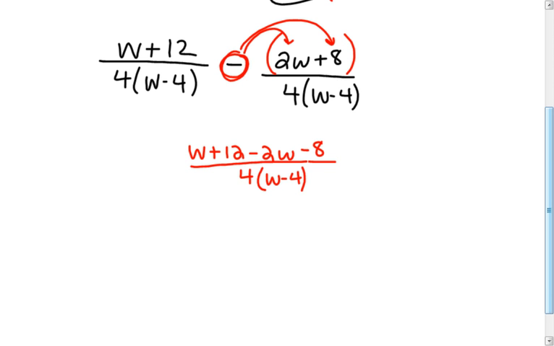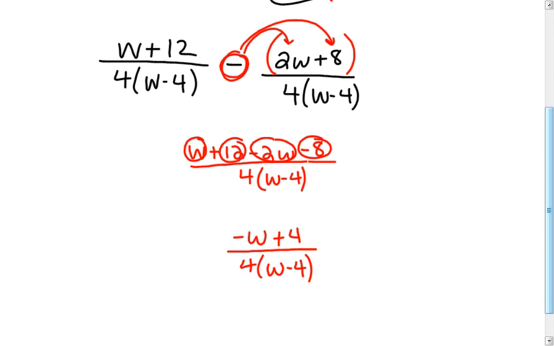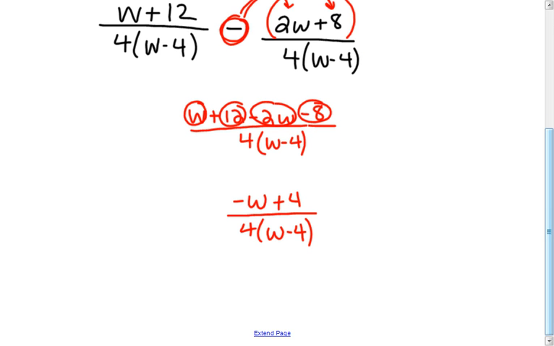Okay, super common mistake. And now I want you to combine your like terms on the top. And so I can now combine a w and a negative 2w to make that negative w. And of course 12 minus 8 is 4. And then you want to look for anything that can cancel. And on this one, I want you to pay attention to this: this is negative w up here, and it's positive w down here. This is positive 4, this is negative 4. So they're opposites of each other.